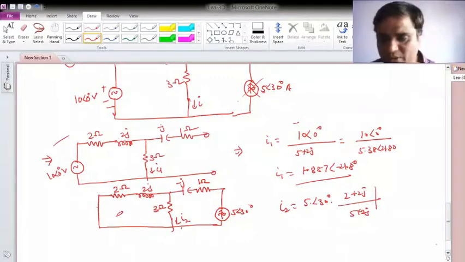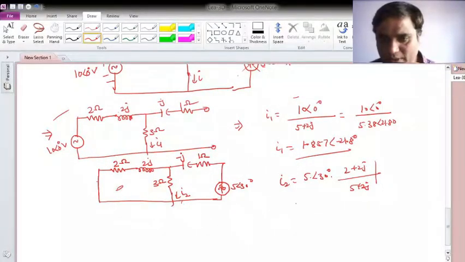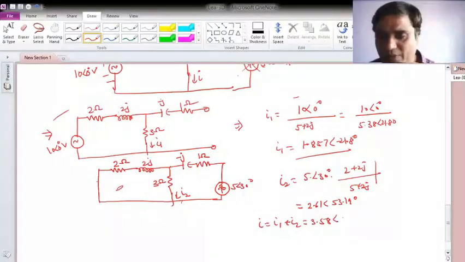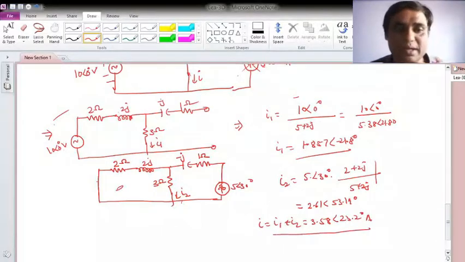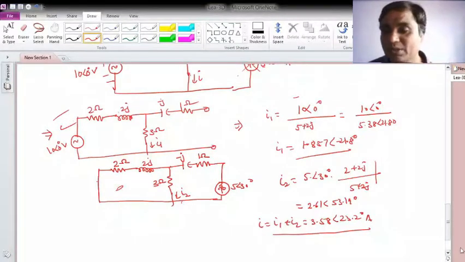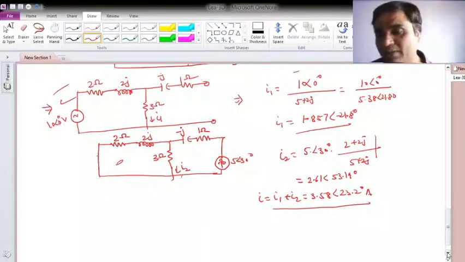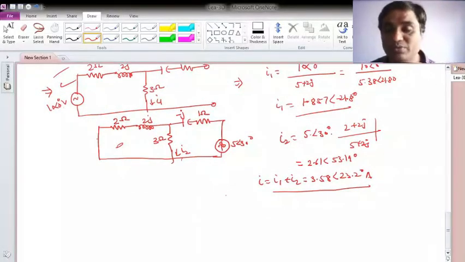So you can convert this rectangular into polar form, and I got 2.61 with angle 53.19 degree. Okay, so the total resultant current will be the algebraic sum of I1 and I2, which is 3.58 with angle 23.2 degree amps. Okay, so if the circuit is dynamic and if there is sinusoidal excitation, then it is very easy to compute the particular current or voltage for a particular branch using the phasor approach. Okay. So this is all about the superposition theorem.